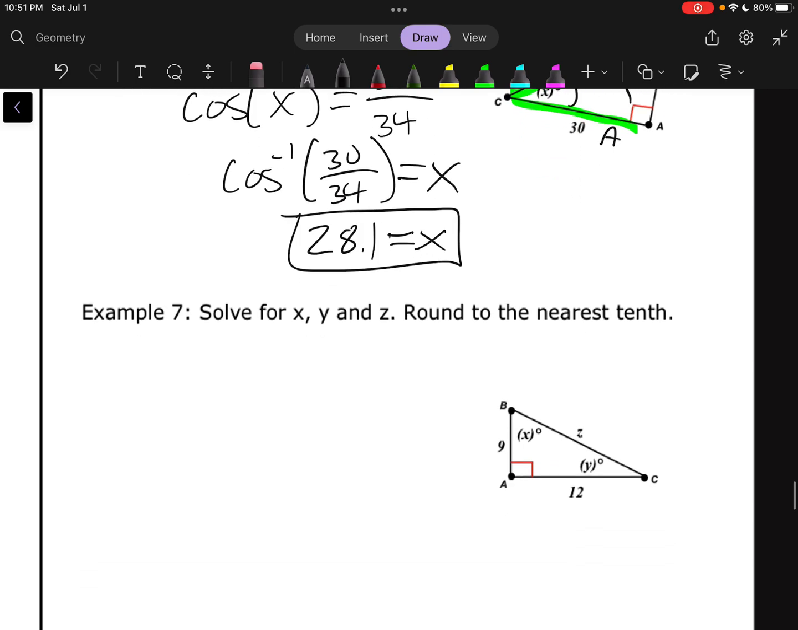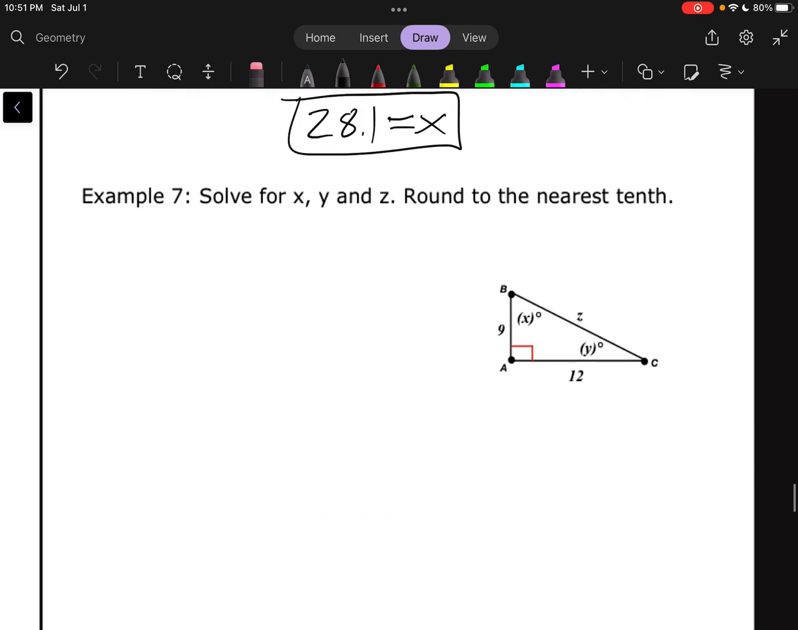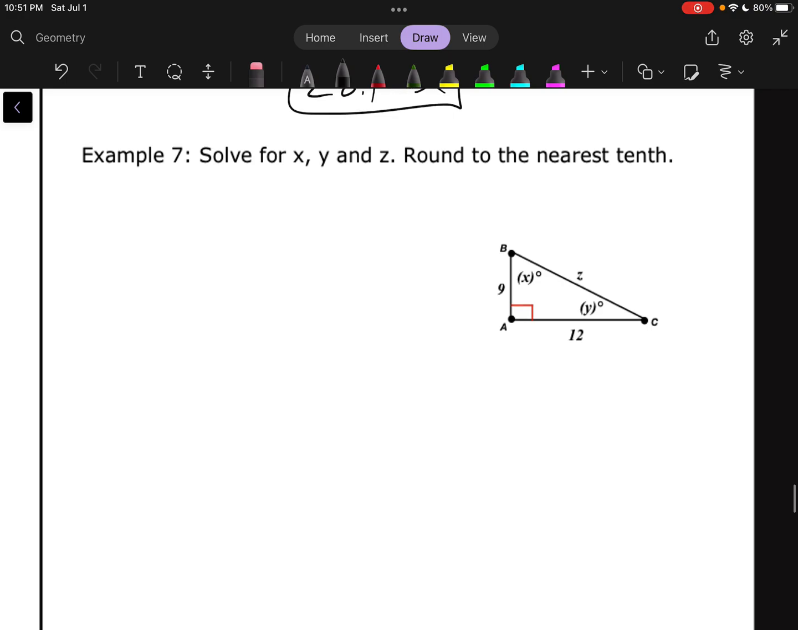Alrighty, last one here. Now, this one's a little bit of a doozy. This is solve for x, y, and z, round to the nearest tenth. Okay, so I've got two angles to find, and I've got a side to find. Notice the side there is the hypotenuse. So let's just go in order. I'm just going to find x first. So I'm going to start at x. I'm going to draw my arrows. That becomes my opposite. Z is my hypotenuse, and 9 is my adjacent. So the two sides that I have are O and A. Now, O and A tell me to use tangent. Tangent is O over A.